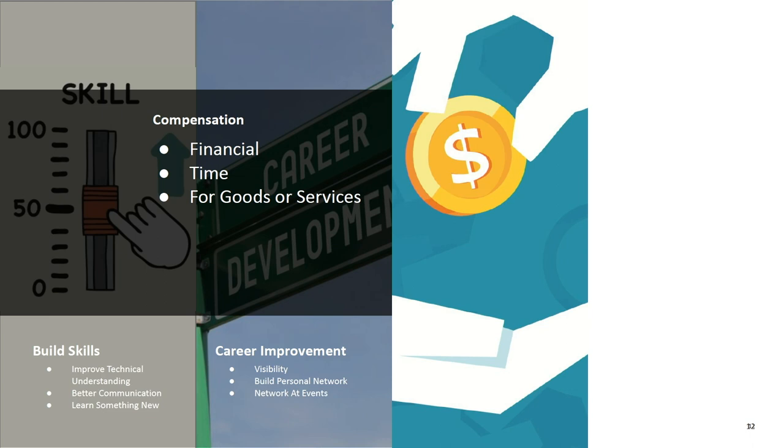Time. Some people may not get paid to contribute, but their company has something where they can get extra time off if they contribute to open source, or other perks. And then there's always goods and services. Maybe it's outside of your job. You contribute to a project, and they send you a free t-shirt, or they give you a month free of their service. The bottom line here is compensation isn't a bad thing. It's not wrong to get something in return for contributing.